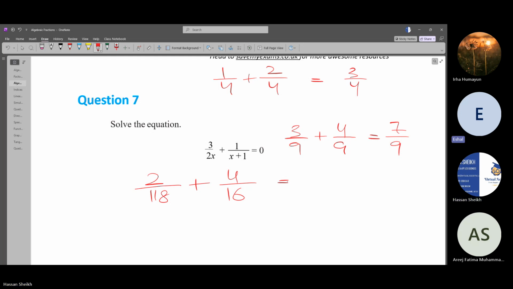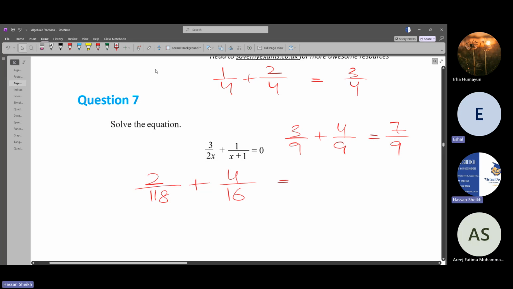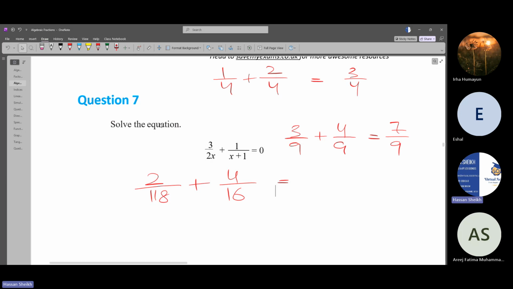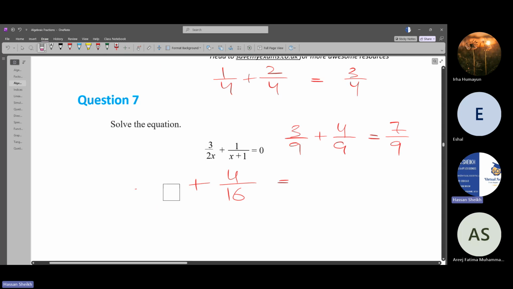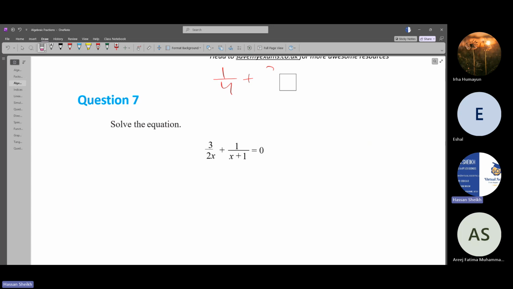You're supposed to turn 16 into 18 by multiplying it with some specific digit. Why? Because we need the denominators to be the same so we can add. Exactly. So this is the rule that we follow while solving fractions: if we make their denominators the same, we can add and subtract the fractions. Agree? Yes.